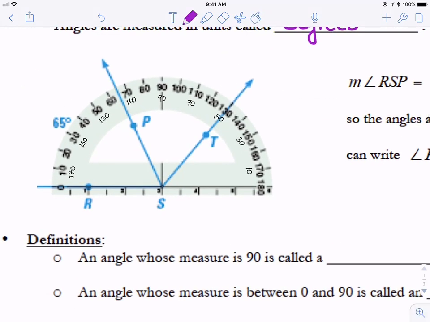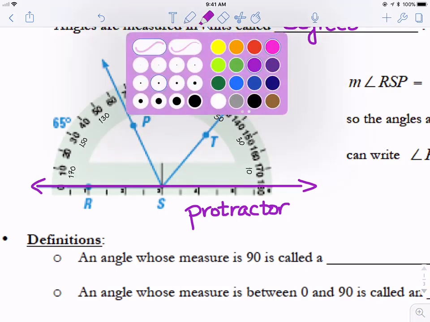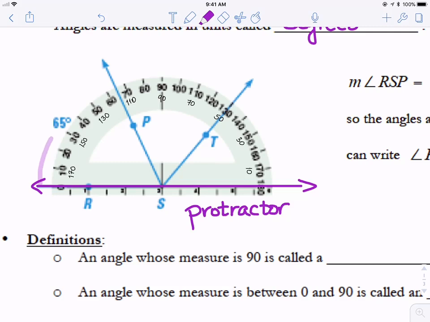Okay, so down here you see a protractor. A protractor is what's used to measure angles. And remember that a straight line or a straight angle right here is 180 degrees. Okay, so as you look on the outside here, as you go from left to right, counterclockwise, notice how the numbers are going up.